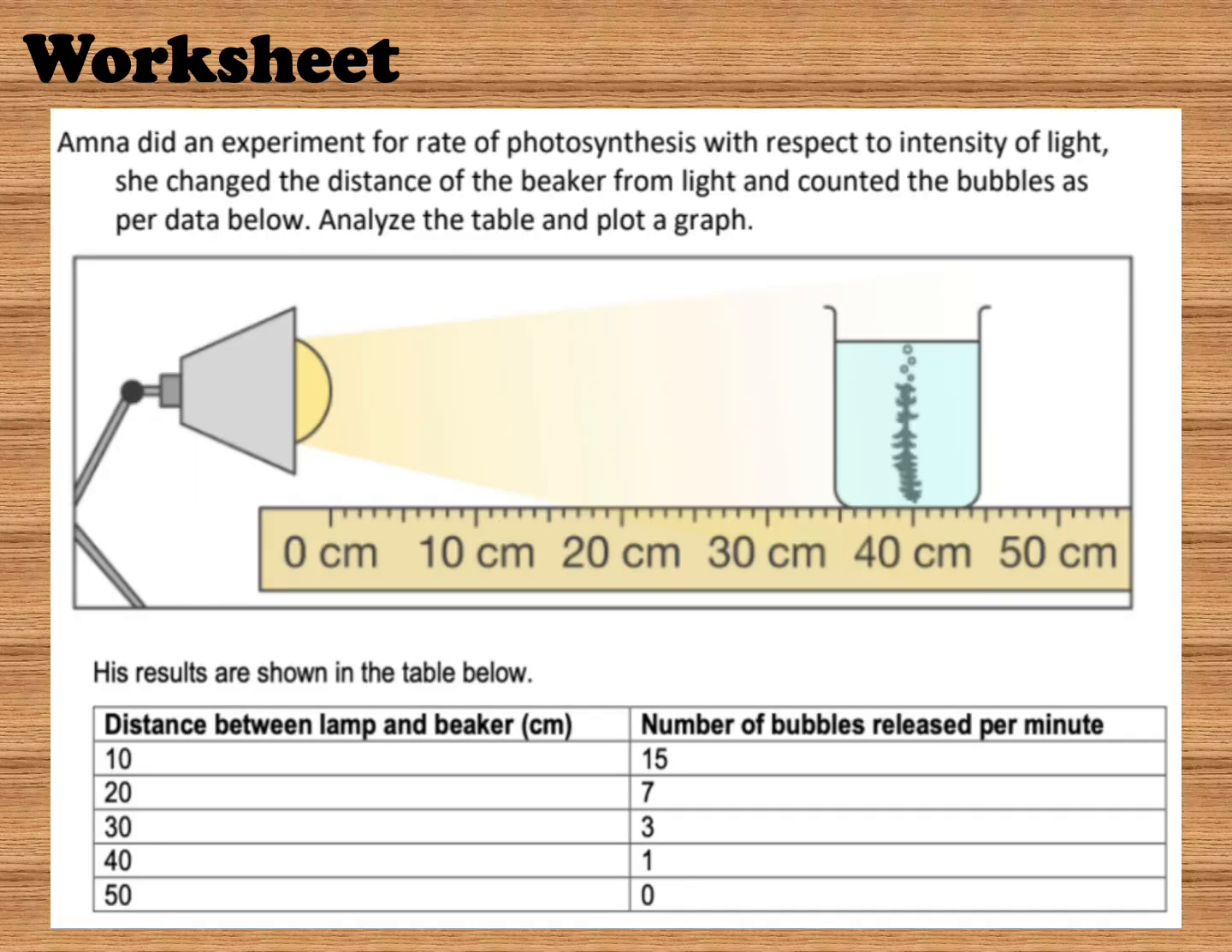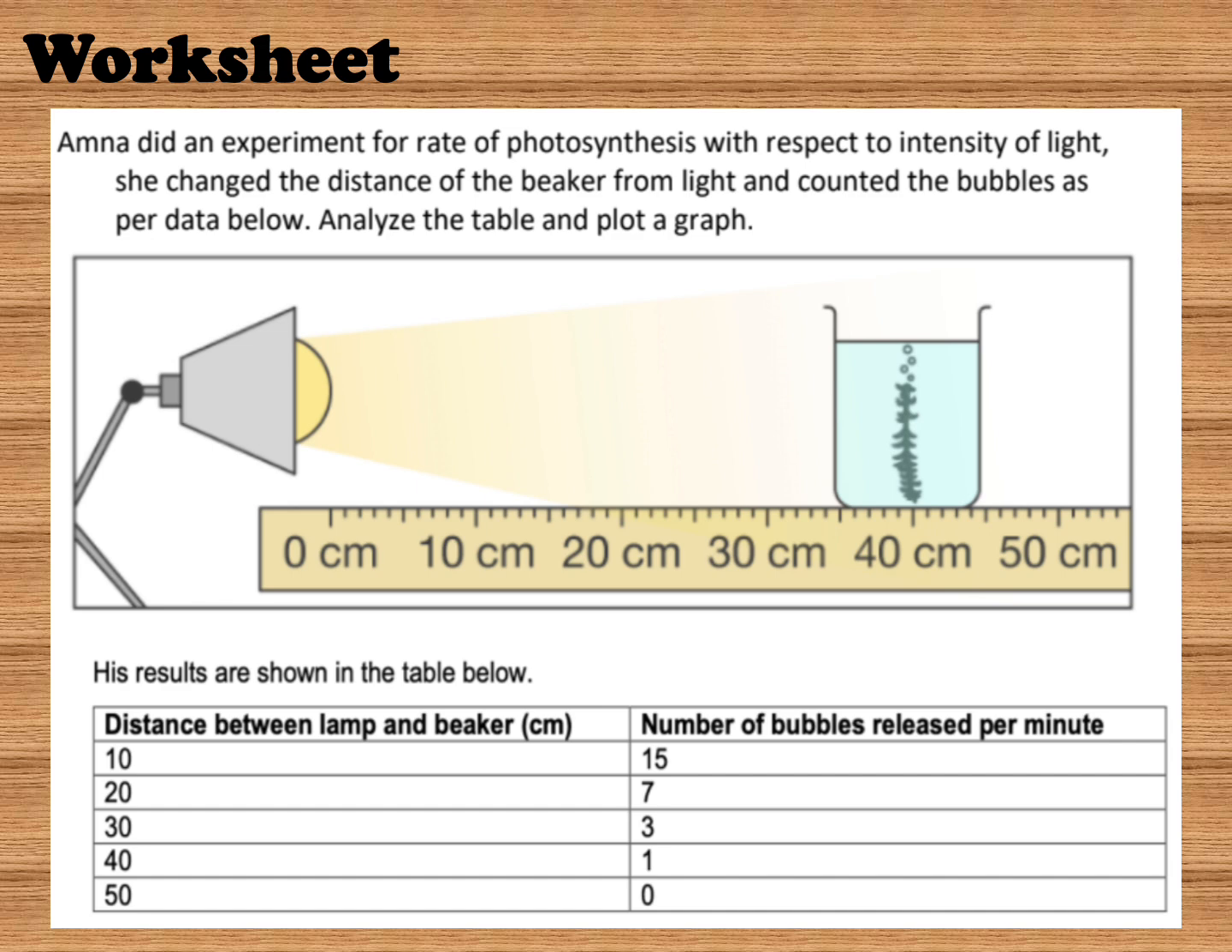So once more, this experiment is being explained over here. The same experiment, children, if you remember in your week 3 lesson or 2 lesson, I have shared the same worksheet with you all. I think it was there in the course pack also, right? So you can see here, Amna did an experiment for the rate of photosynthesis with respect to intensity of light. She changed the distance of the beaker from the light and counted the bubbles as per data below. You have to analyze the table and plot a graph.